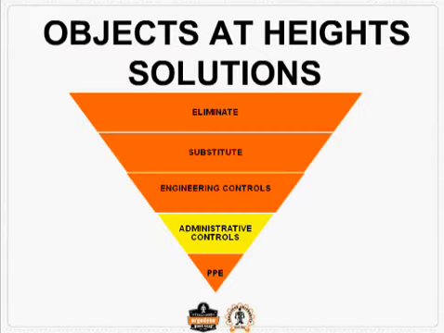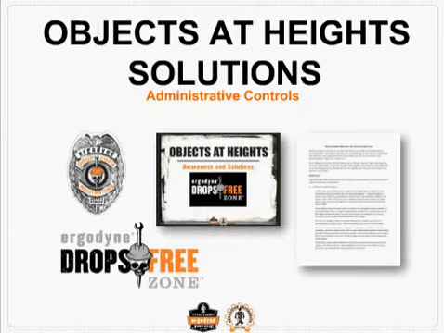So let's jump back and look at solutions again, and rather than define them, let's look at some examples of potential solutions. We'll start with administrative controls. Administrative solutions are often complementary to other solutions within the hierarchy of controls. And it's exactly what we're doing today. We're learning about it, we're educating ourselves on it, and we're spreading awareness about objects at heights. Awareness tools could be hard hat stickers, break room signs, things like that that you can pin up on the job site and help people get talking about the conversation.